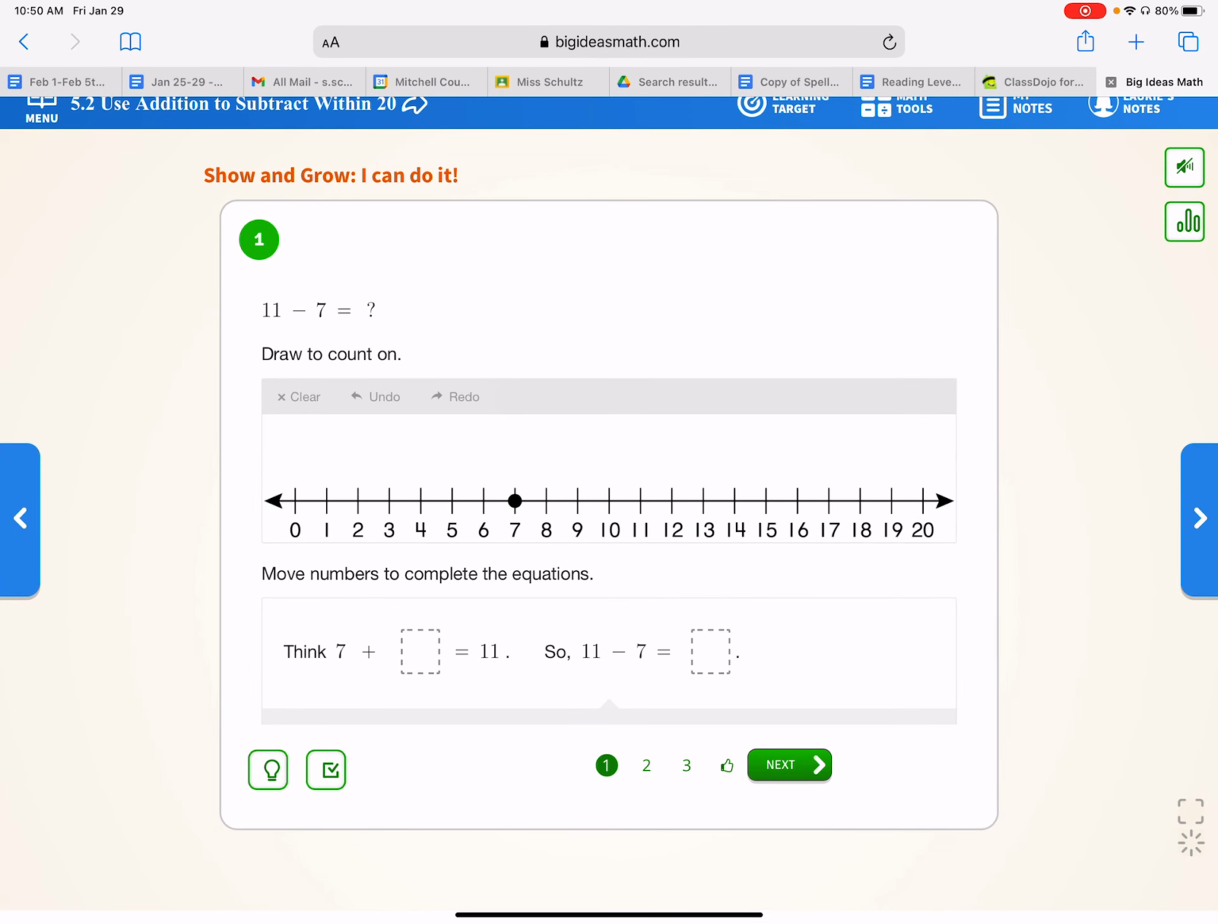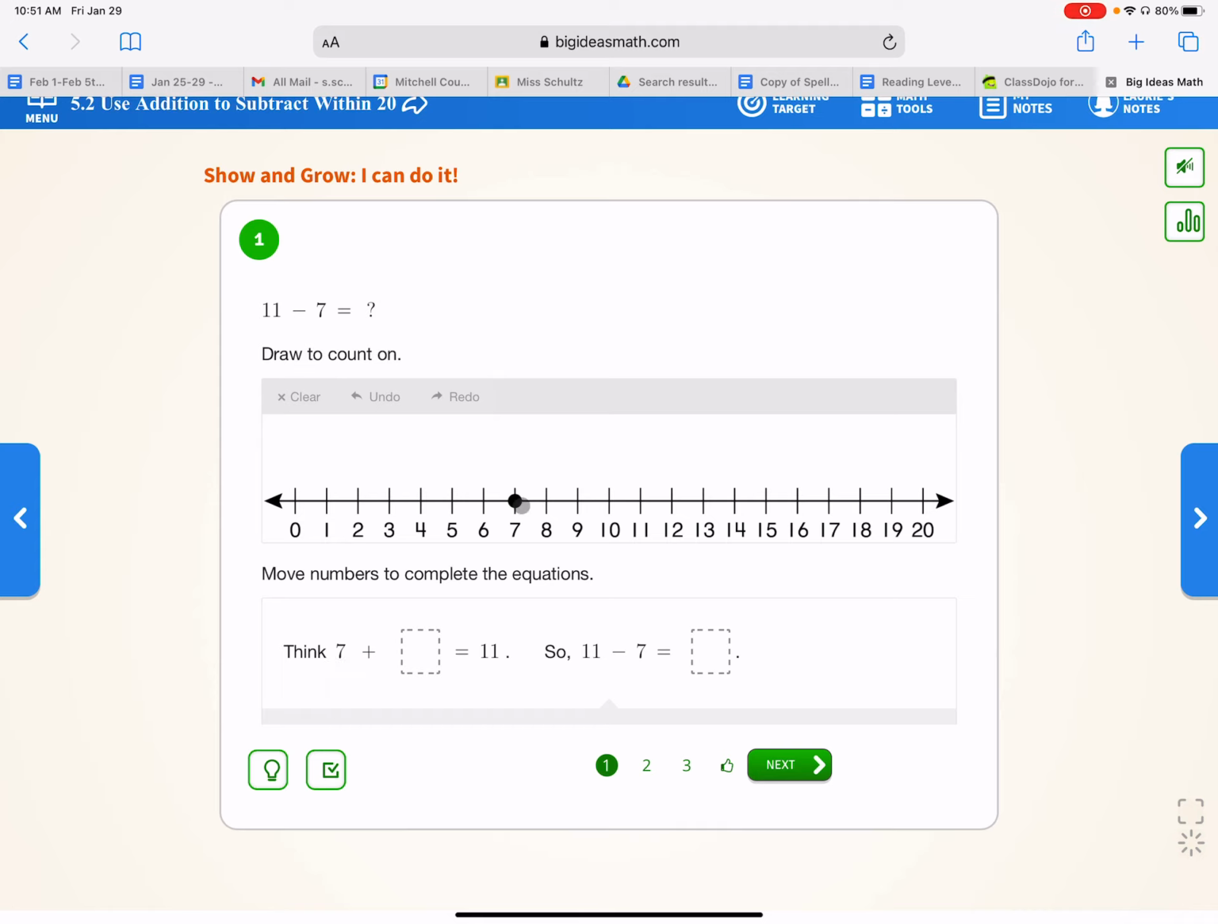Now we are going to hop on over to 5.2 in Big Ideas Math. So we are still working on the number line between 0 and 20. So in this problem, it shows us what is 11 minus 7 equals what, and then you see below it says think. What is the number when you add 7 plus blank equals 11? So 11 minus 7 equals that number. So we're trying to figure out what number is equal to our sum. So we're trying to find the difference between the given number to equal our difference. So think, what is 7 plus blank equals 11?